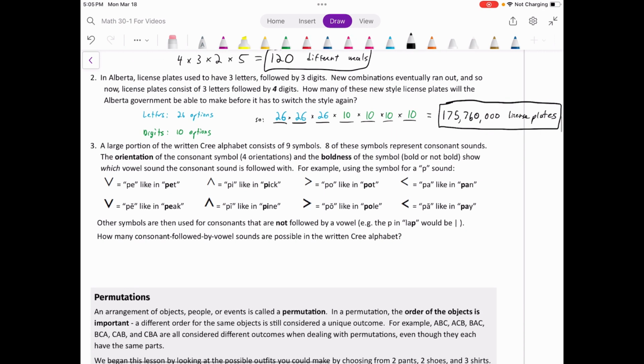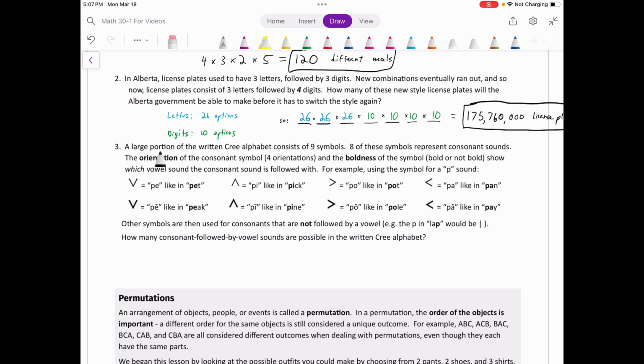Okay, let's try this one. So a large portion of the written Cree alphabet consists of 9 symbols. This covers a big chunk of the written Cree alphabet. There's more to it than just this. There's some symbols to represent just consonants and one to represent just a vowel. But this covers a lot because, as you can see here, 8 of these symbols represent consonant sounds. So consonants being, not A, E, I, or U. So like P or K, those are consonant sounds.